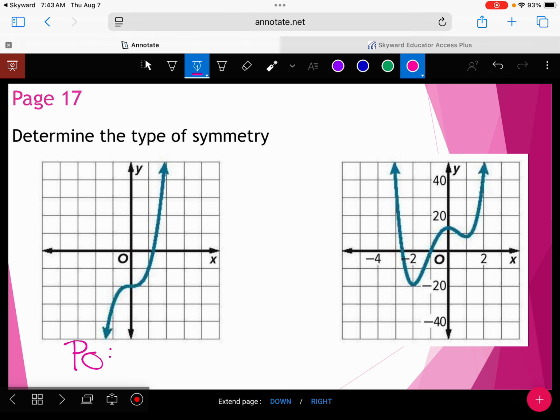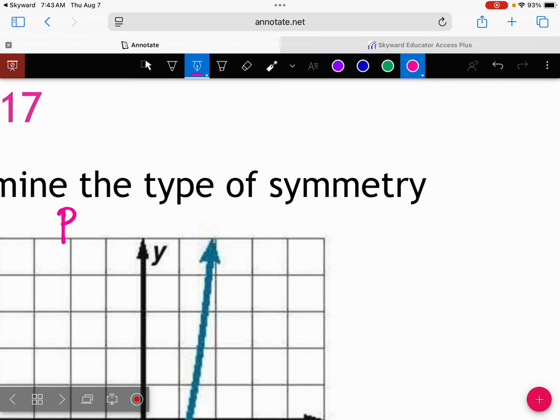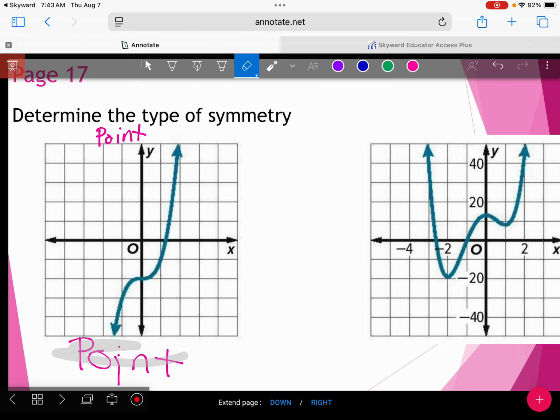I don't know where my stylus went. I'm losing pieces. There it is. So this one has point symmetry. And again, you can just put the word point.